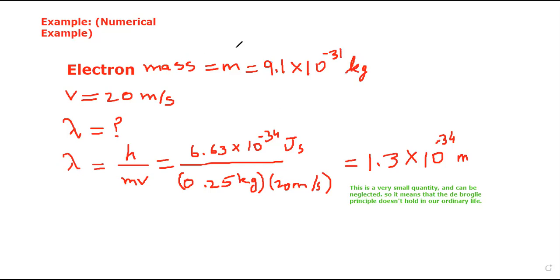While the speed of a typical electron is usually 10 power 6 meters per second. This is very high speed as compared to our normal ordinary life. Very high speed means 1 million meters per second. 10 power 6 means 1 million. So 1 million meters per second. This is very high speed as compared to the cricket ball.